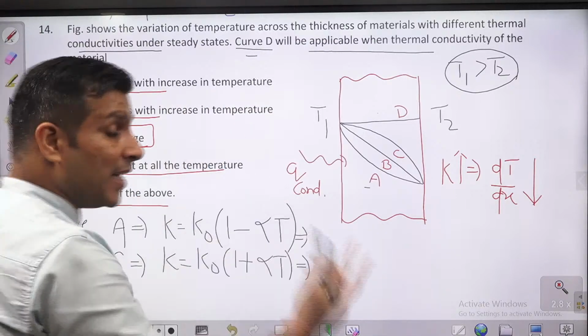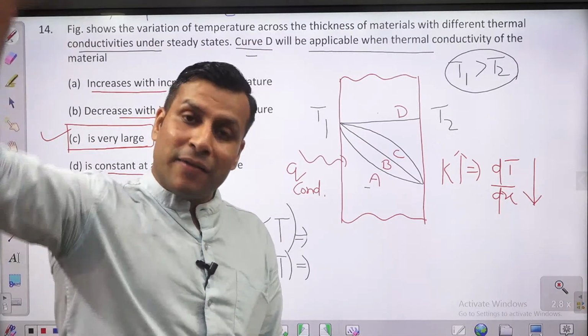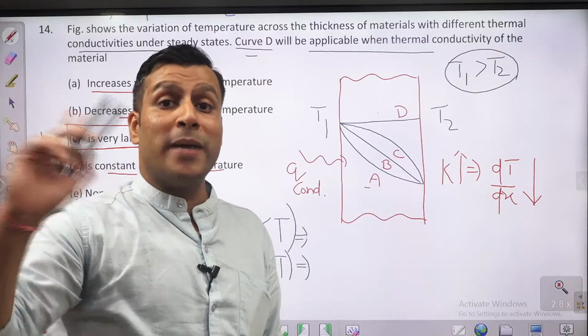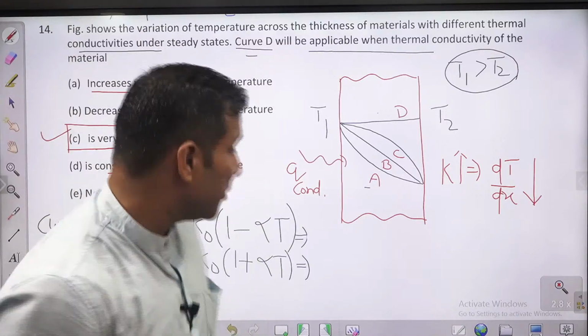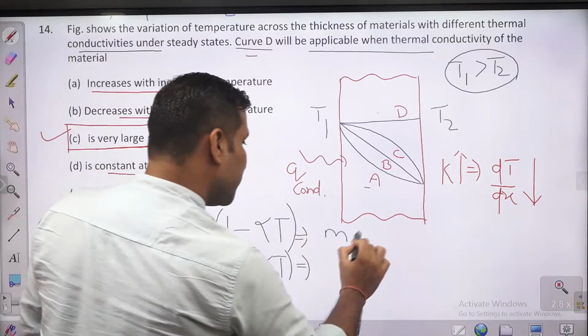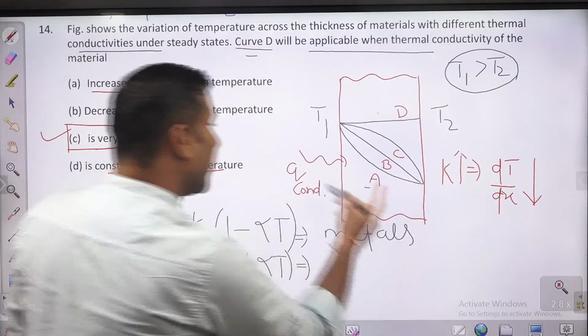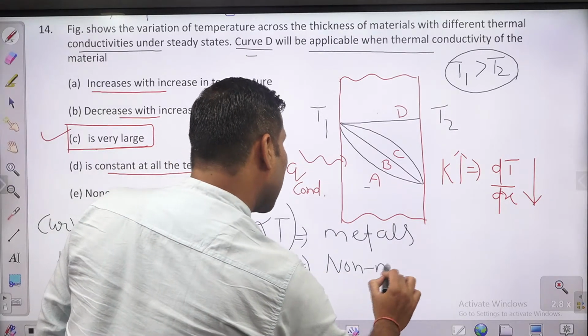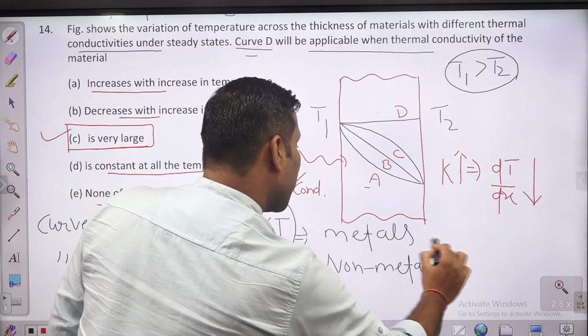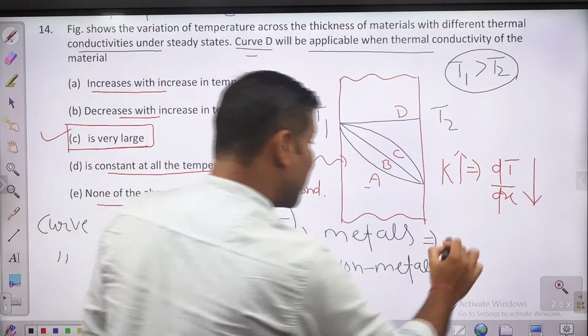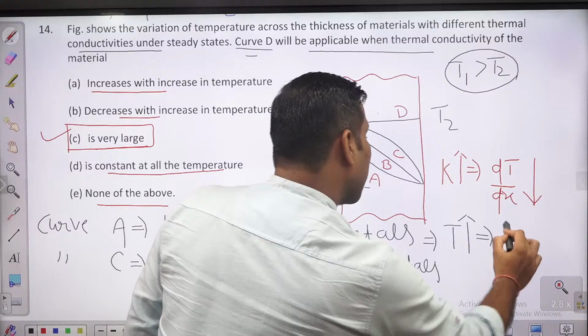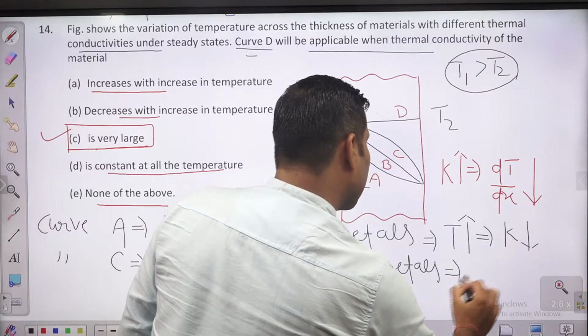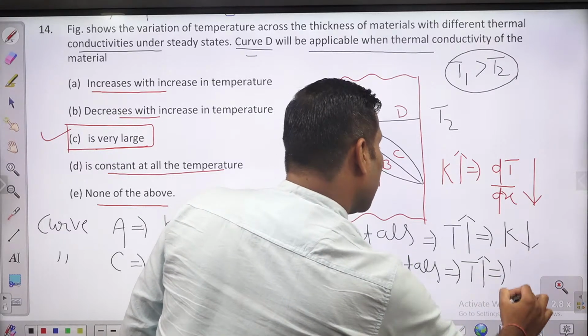Because for metals, what does conductivity do? It decreases. With the increasing temperature, conductivity of metal decreases, whereas for non-metals it increases, children. So this curve A is for metals. Curve C is for non-metals, guys. What does conductivity of non-metals do? It increases. So for metals, temperature increases, conductivity decreases. For non-metals, temperature increases, conductivity also increases, guys.